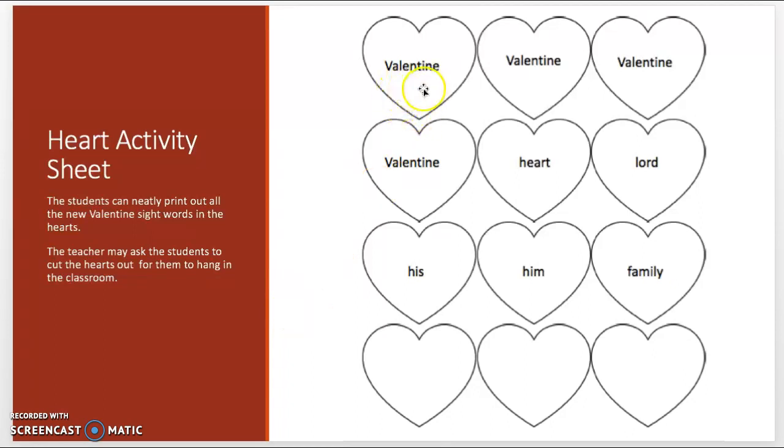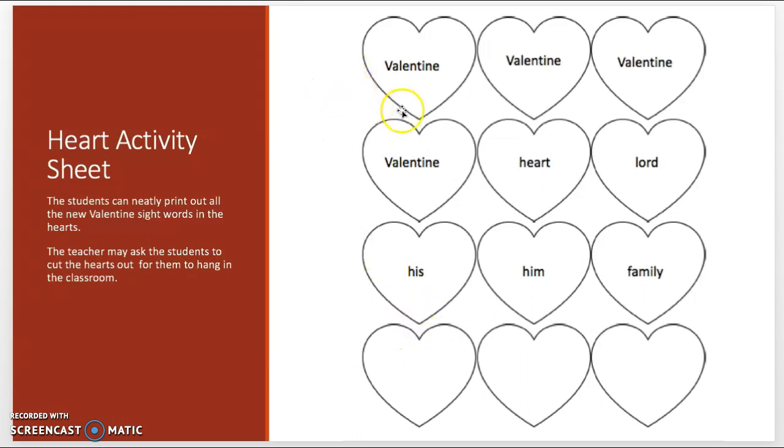As the teacher, you may decide if the students should write 1 word across all 3, or you can mix it up with Valentine, heart, Lord, his, him, family, and you can follow suit until all the hearts have been filled with words. Another fun activity to do with this is to ask the students to cut out the hearts and hang them in the classroom.